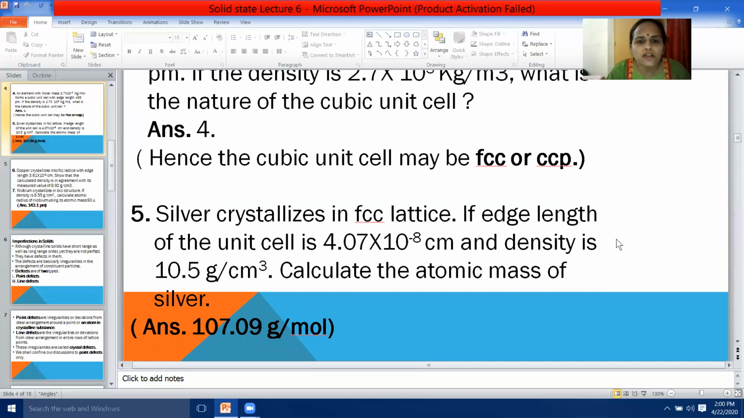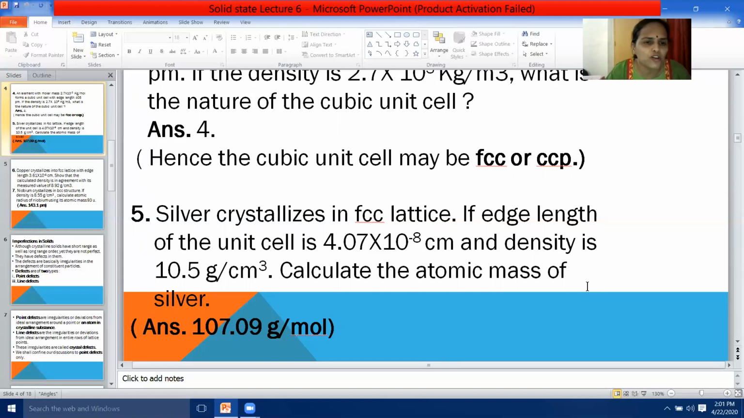Question is, silver crystallizes in FCC lattice, if edge length of the unit cell is 4.07 into 10 raised to minus 8 centimeter and density is 10.5 gram per centimeter cube. Calculate the atomic mass of silver. So here it's again very simple. Silver crystallizes in FCC lattice means the value of Z here is equal to 4. Edge length is given 4.07 into 10 raised to minus 8 centimeter. Already it is given in centimeter, so no need to convert. Density is also given 10.5 gram per centimeter cube. You need to calculate the molar mass.